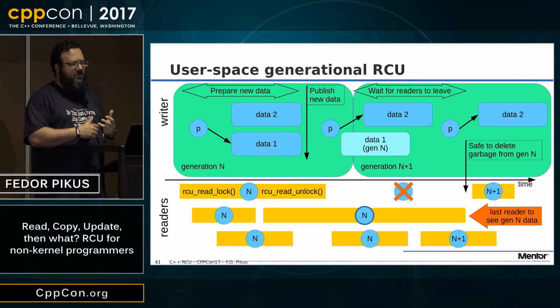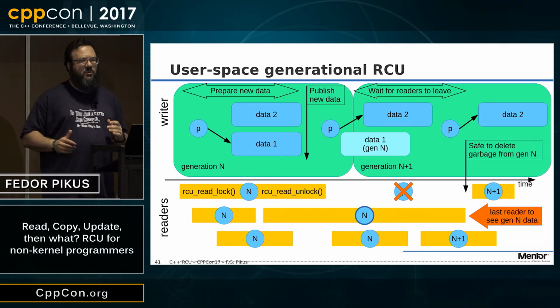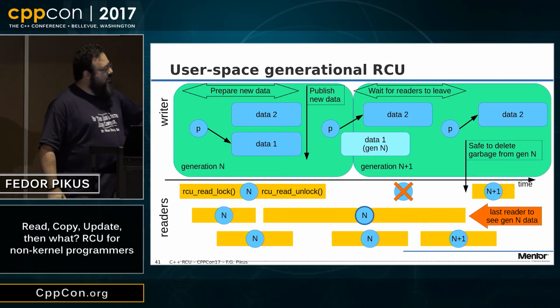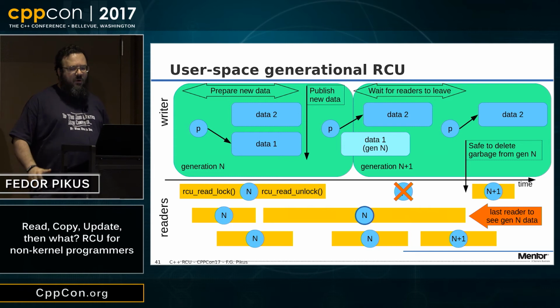On the writer side, I'm counting, okay, generation n has been superseded by n plus 1. I have 3 readers from generation n. 1 just exited, 2 just exited, 3 just exited. Okay, go to town, collect garbage. So last reader from generation n exits. Now I can delete garbage.